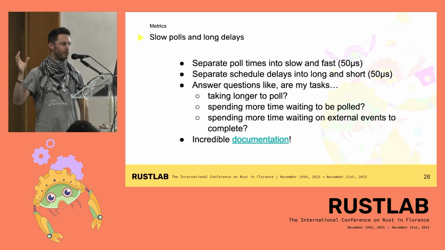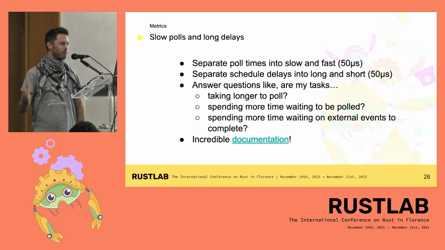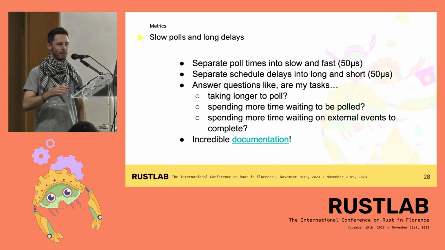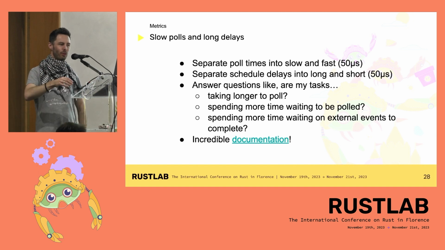So this means that you can answer questions like, are my tasks taking longer to poll? Are my tasks spending more time waiting to be polled? Are they spending more time waiting on external events to complete? And actually, it turns out that separating this into fast and slow poll times, for example, means that you can say, hey, do I have more tasks which are polling slow now than I did before?